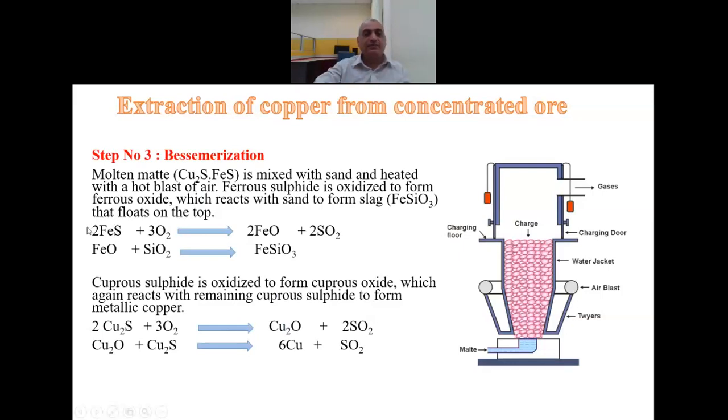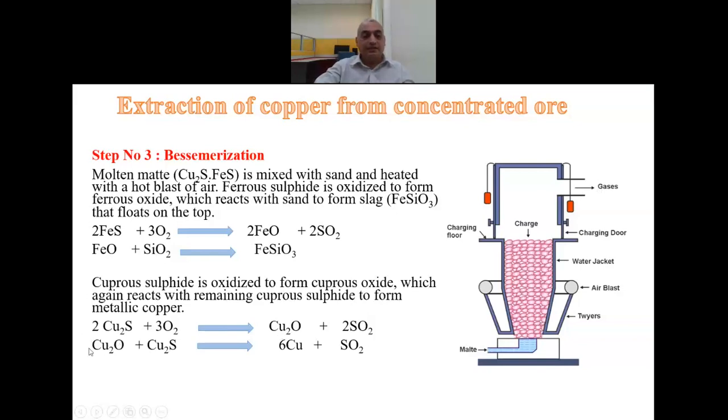You will see here the same chemical equation. This ferrous sulfide combined with the oxygen to form ferrous oxide, and again it combines with the SiO2 to form FeSiO3. So it floats at the top, so we can remove it. Here you can see the same chemical equation which I have shown in my previous slide. This cuprous sulfide combined with oxygen to form cuprous oxide, and sulfur dioxide is removed here at the gaseous chamber. So by this way we can remove.